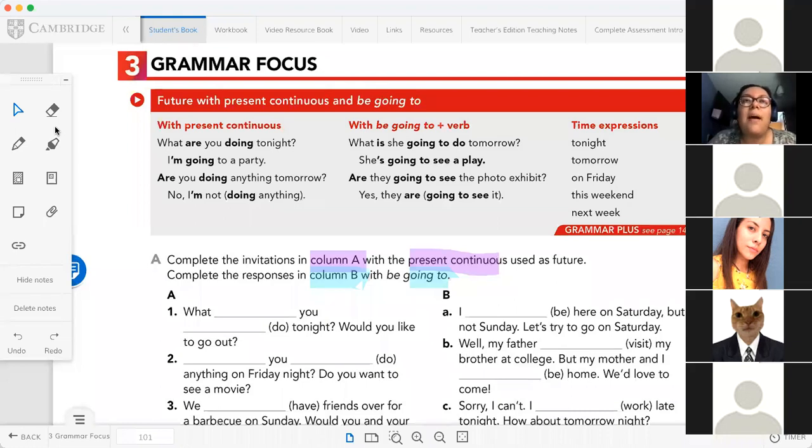It's possible to talk about many, many years from now in the future and speculate about things that you believe will happen long in the future. So there are many different futures, but this future in this grammar focus is specifically for plans that you make with friends, personal plans that you may have. All right, good. So here the two options that we have are the present continuous and be going to.